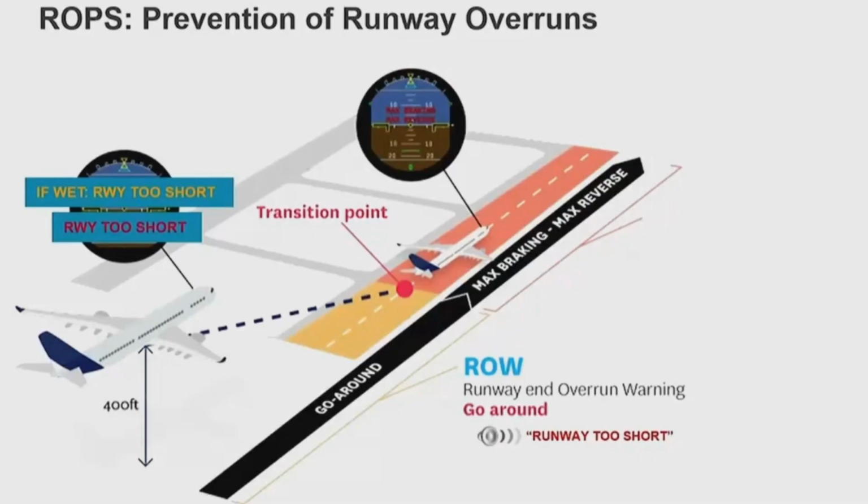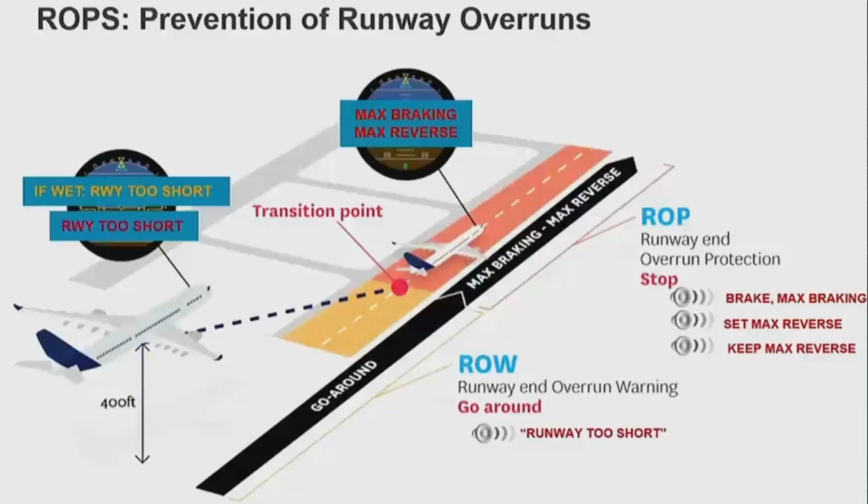So ROPS is divided into two phases. Phase 1 is when the aircraft is airborne. It uses data like aircraft weight, ground speed, outside air temperature, wind and true airspeed to decide whether the aircraft can stop on the runway. If it decides that there is not enough runway, then the pilots have to go around.